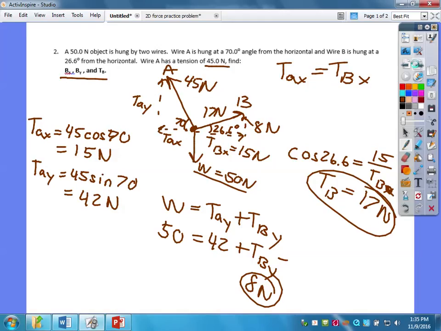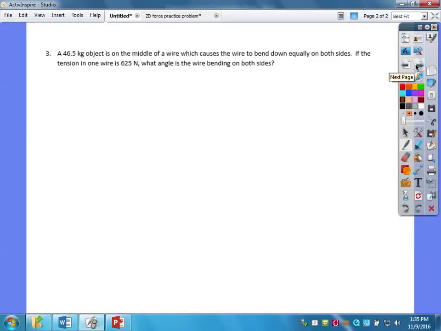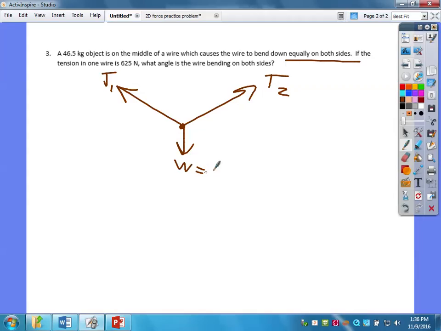All right. If we do one more problem, we have this object hanging in the middle of a wire, which causes the wire to bend equally on both sides. That is very important to notice, equally on both sides. So I have two tensions again, I'm going to call them T1 and T2, and weight going down, which is 465 newtons. It wants me to try to find the angle.